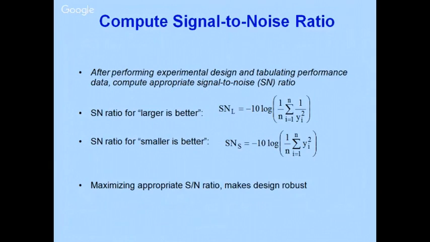So signal to noise ratio for larger the better. You can see this formula. Summation of 1 upon yi square, where y is the value of the raw data, y1, y2, y3 we will take, multiplied by 1 upon n, that is 1 by 3, and then we will take the log value and multiply it by minus 10. For smaller the better, the yi square comes in the numerator. So that is the difference.